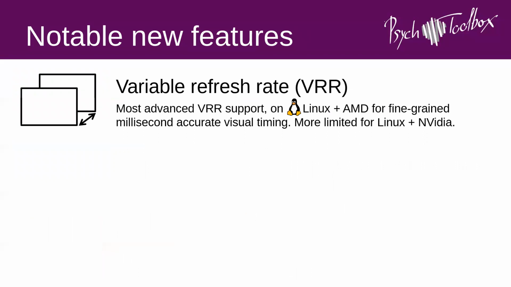Variable refresh rate is another really exciting new feature. This is something that allows, rather than having a fixed refresh rate like 60 Hertz on a common monitor, you have the ability to delay the presentation of a frame, allowing you to do things like show a movie at just a specific different refresh rate, or even to sort of dynamically change the refresh rate. So there's loads of potential exciting applications for this, and you want to be using that with Linux and AMD for the best advanced support at the moment.